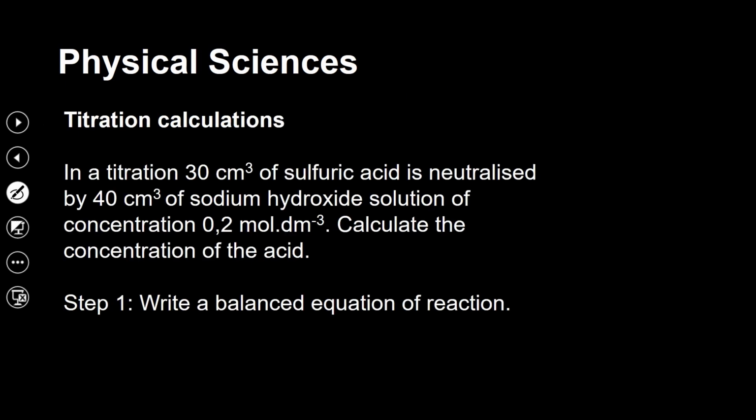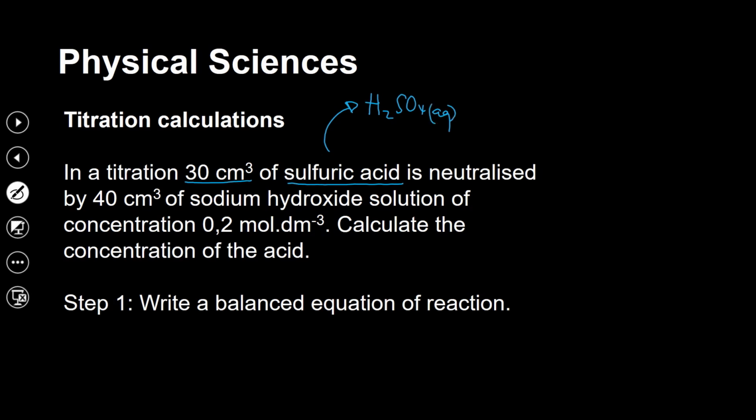Okay. Now, when it comes to the calculations, let's go through the steps that one needs to take in volumetric analysis. It says here, in a titration, as an example, a volume of 30 cubic centimeters of sulfuric acid. So this is our acid, okay? One thing for sure, we must go back to the chemical formula. This is H2SO4. It's an aqueous solution.